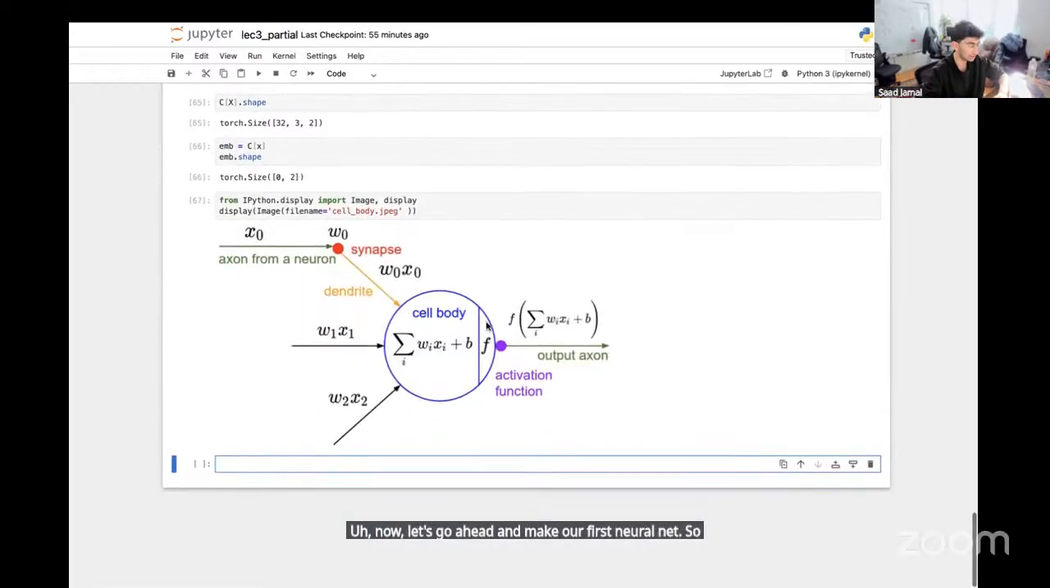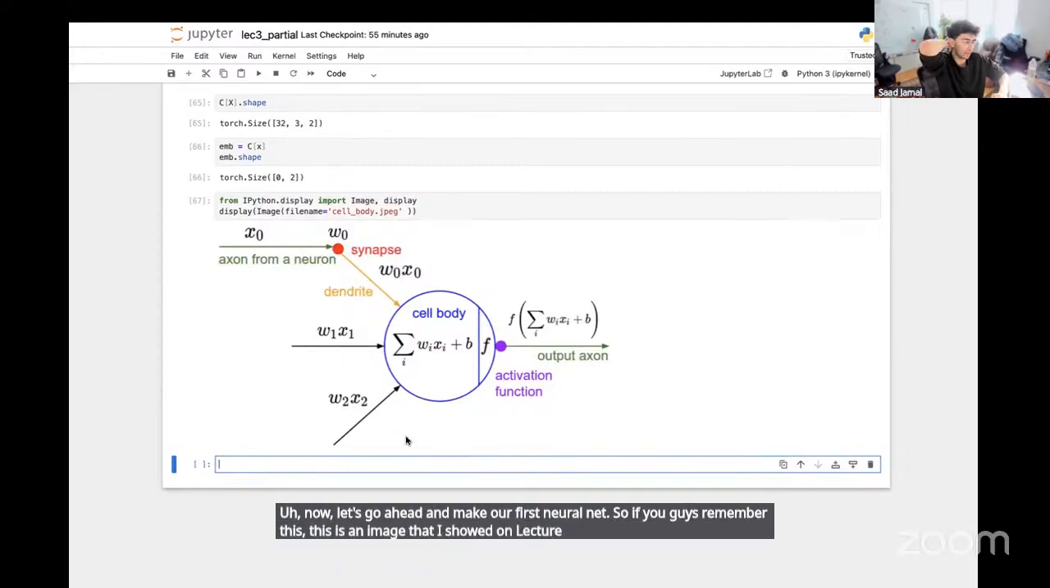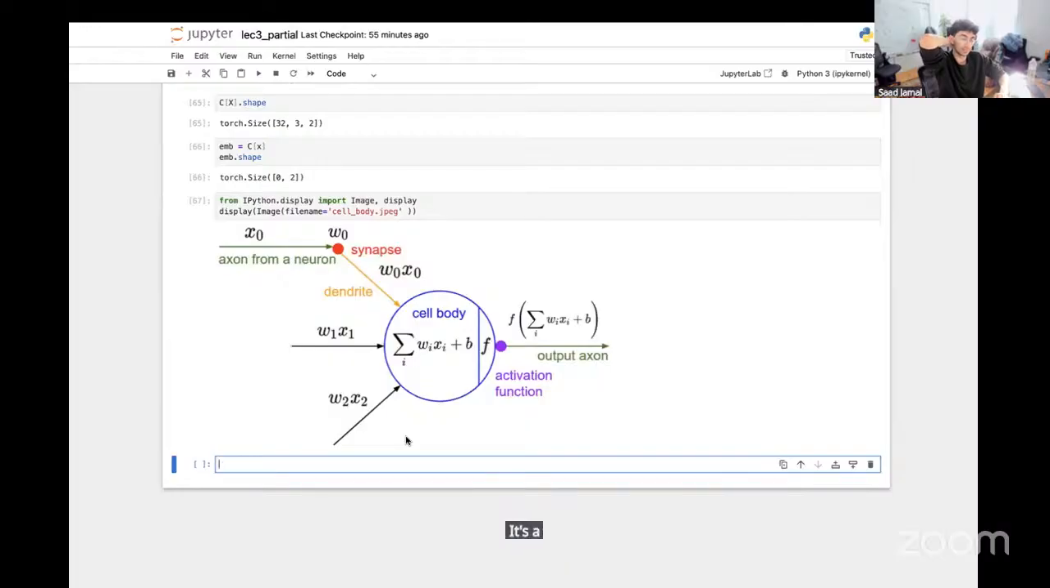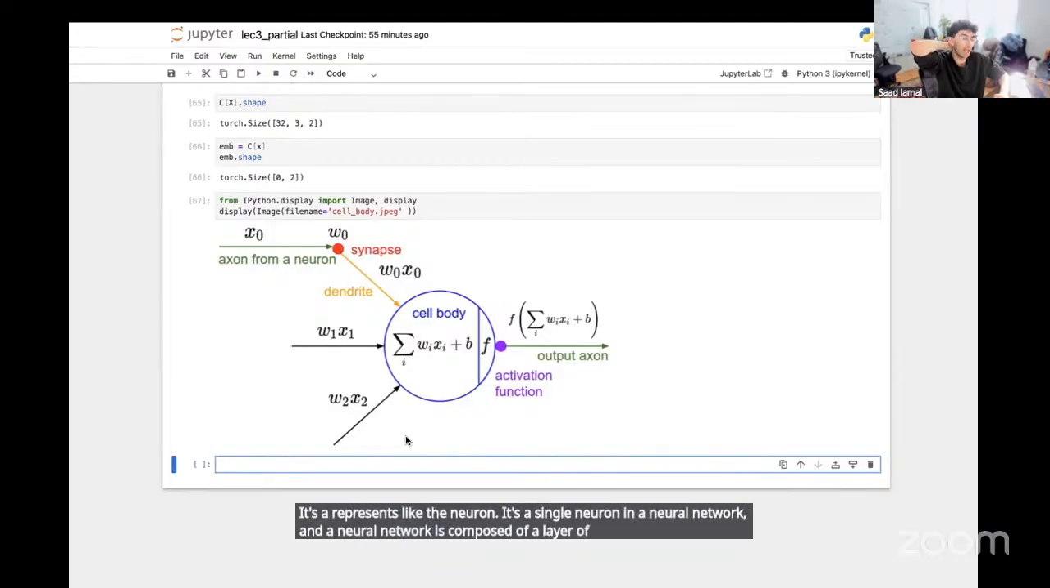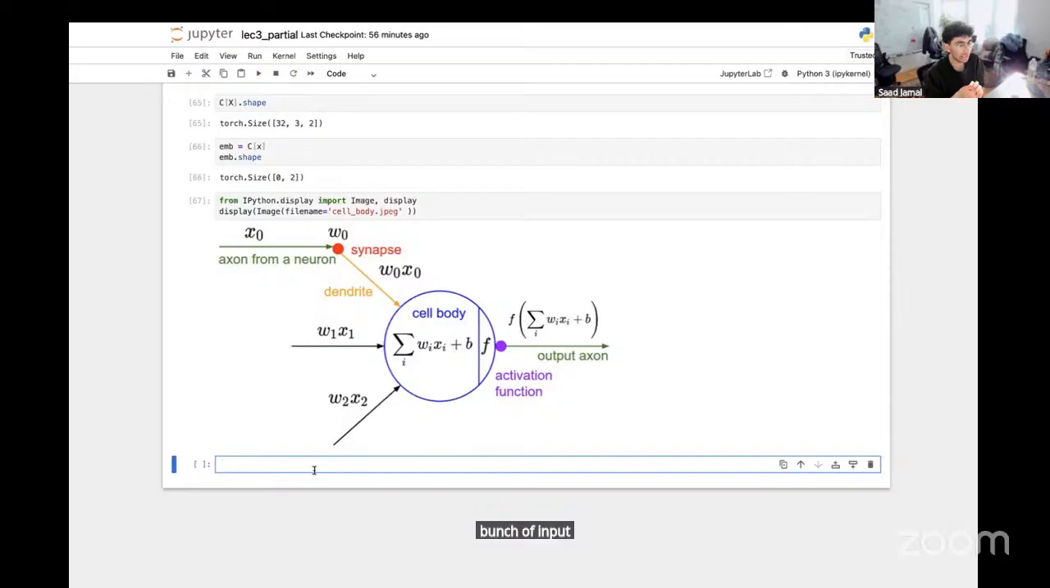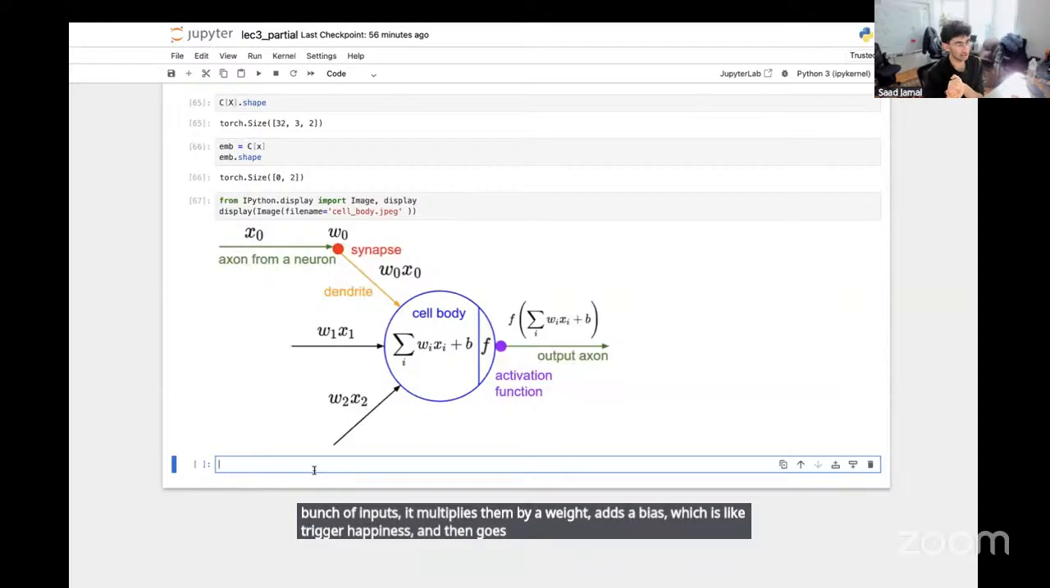So if you remember, this is an image that I showed in lecture one. Do you remember what this is? It represents a single neuron in a neural network. And a neural network is composed of a layer of these, right? And then multiple layers is what we call a multiple layer perceptron or MLP, right? And if you remember, a neuron is basically something that takes a bunch of inputs, multiplies them by a weight, adds a bias, which is like trigger happiness, and then applies the activation function. Again, a lot of this is review, but I'm saying this over and over again so we build up that comfortability.